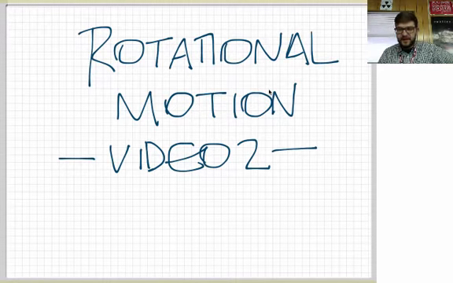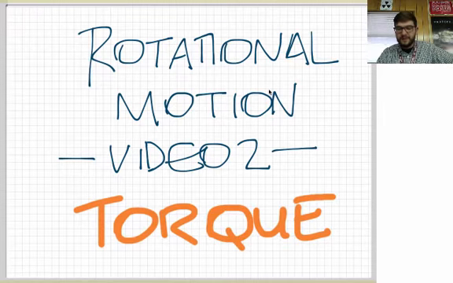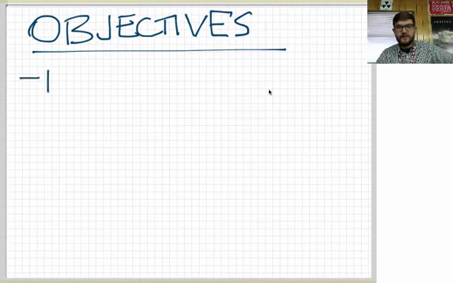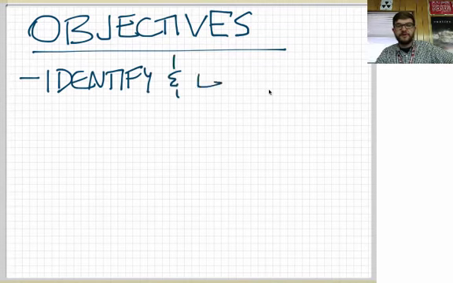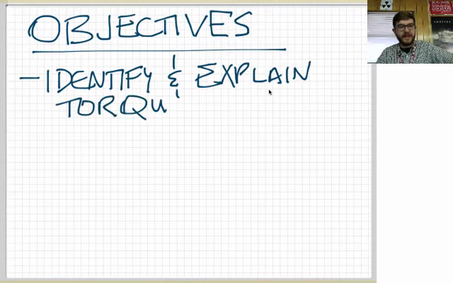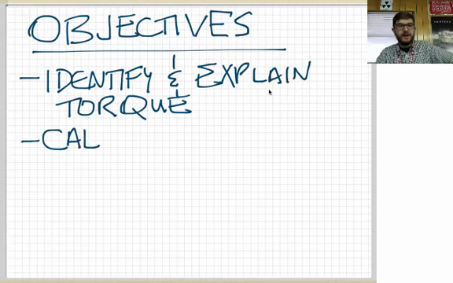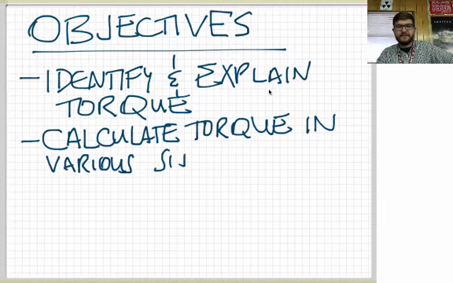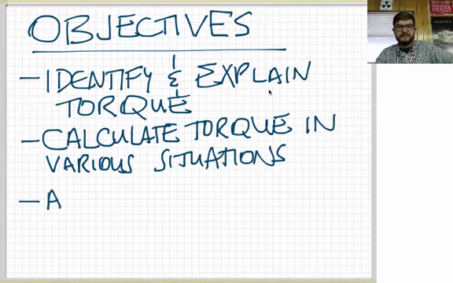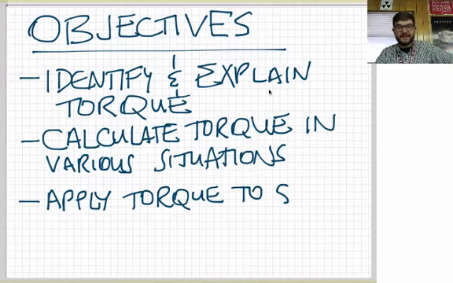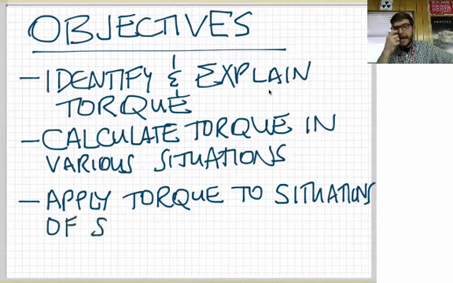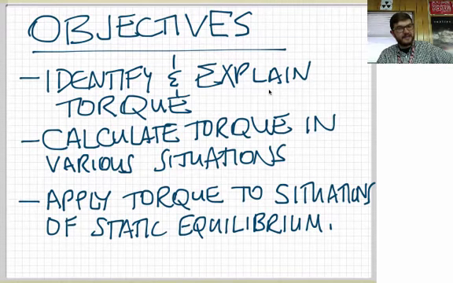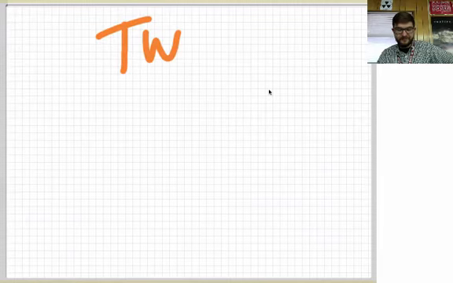This is the second video on rotational motion, or this is the video about torque. So, the objectives of this video. First, we want to identify, explain, and look at what torque is. Our second objective is that we want to be able to calculate torque for various situations. And our third objective is that we want to be able to apply the concept of torque to situations of static equilibrium and use torque in order to calculate some fun things and be able to balance stuff.